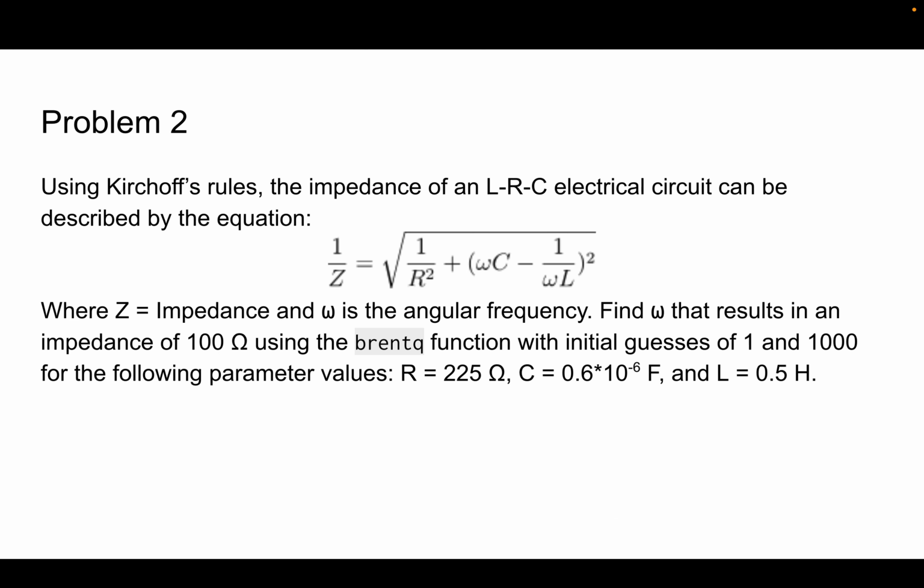Moving on to problem 2. Using Kirchhoff's rules, the impedance of an LRC electrical circuit can be described by this equation, where Z is impedance and omega is the angular frequency. Find omega that results in an impedance of 100 ohms using the brentq function with initial guesses of 1 and 1000 for the following parameter values. R is 225 ohms, C is 0.6 times 10 to the negative 6 farads, and L is 0.5 henries.